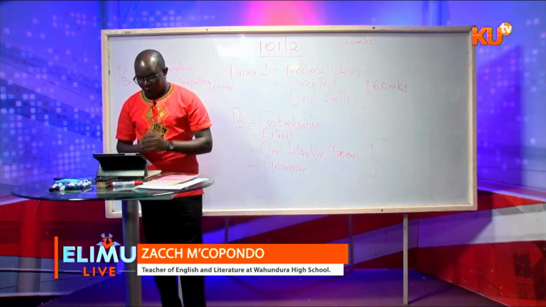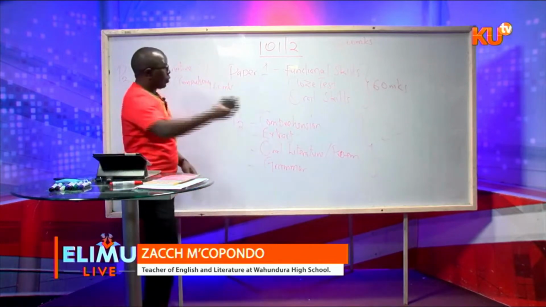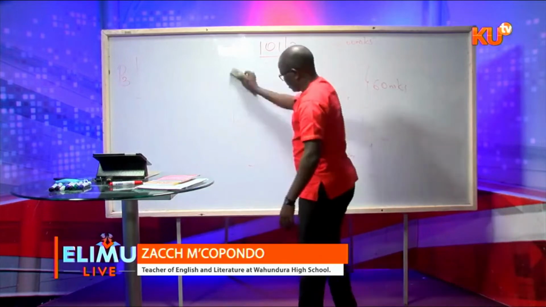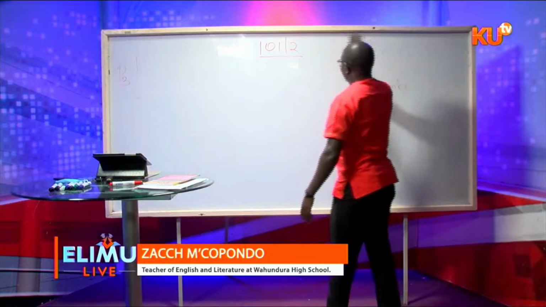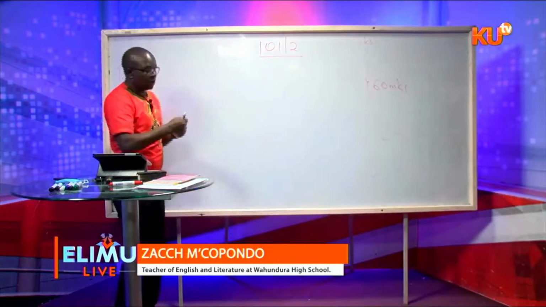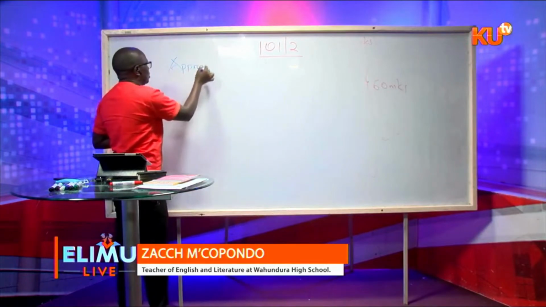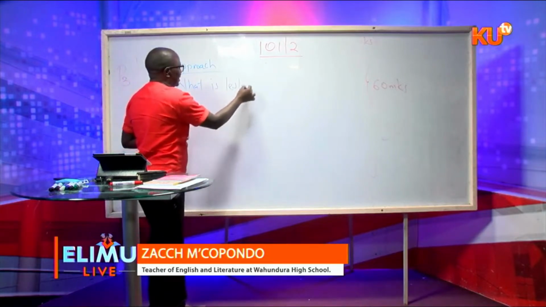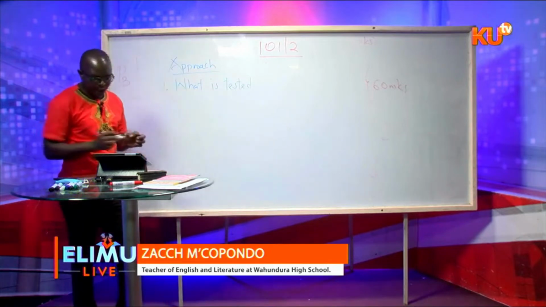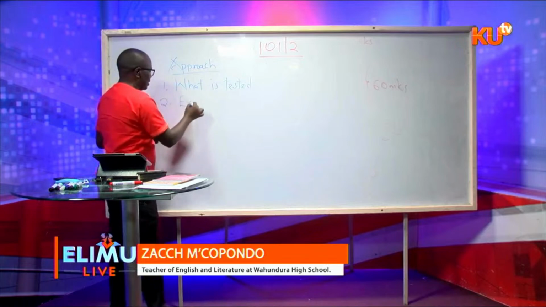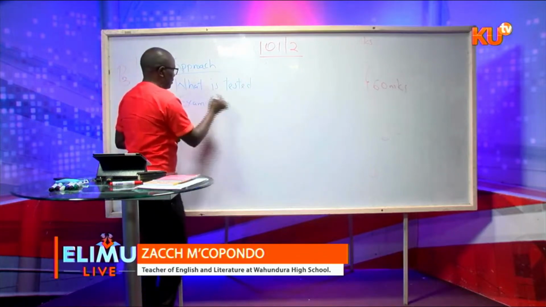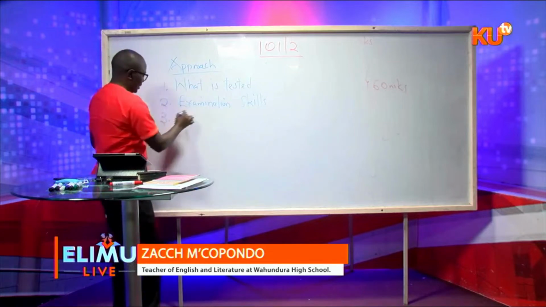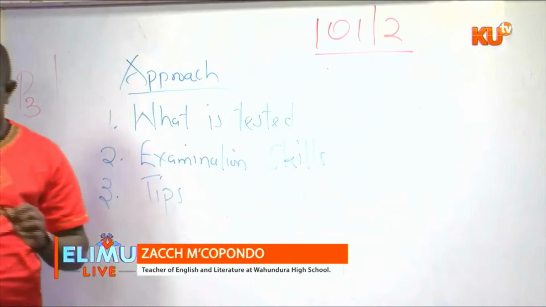My approach today will focus on 5 different things. Number 1, what is tested. This is 101/2. So the first is to look at the approach: what is tested. Number 2, I will look at the examination skills. Then number 3, we are going to look at the tips on how to handle each and every question.